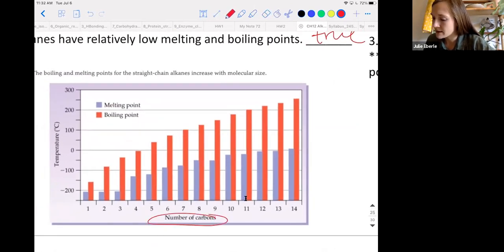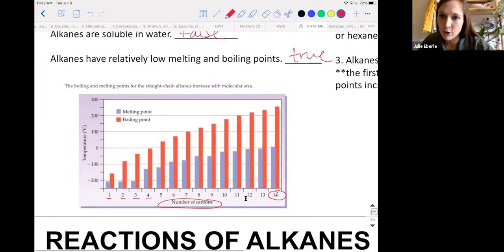Based on the number of carbons, so this would be methane, ethane, propane, butane, so on and so forth. You can see what the relative melting and boiling points are, but melting points are in blue, boiling points are in red. So the longer the chain goes, the more carbons you add onto it, the more energy and heat it takes to melt or boil those compounds, okay? You don't have to memorize any of these exact numbers, but do know the trend.